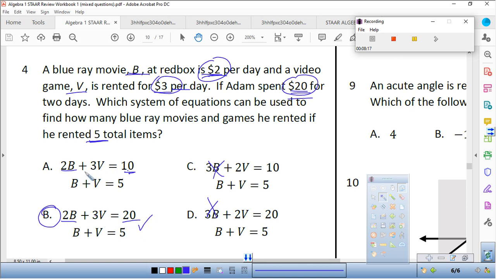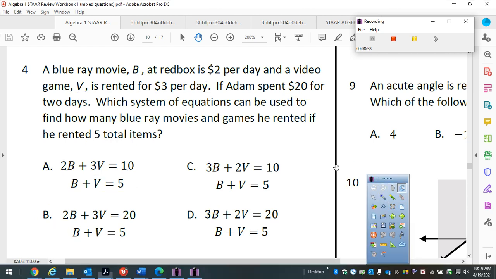This is saying the total of what 1 day was, yes, they rented Blu-rays and video games to equal 5. But this one's saying that it's going to be, I guess, twice. Or you can say that they did this for $10, which is wrong either way.